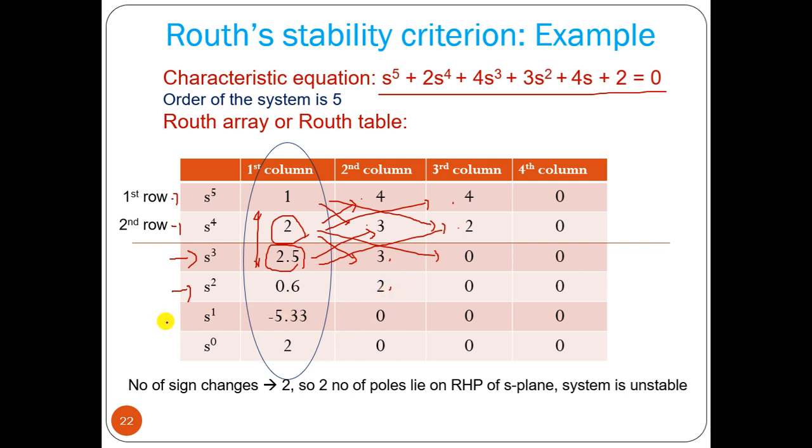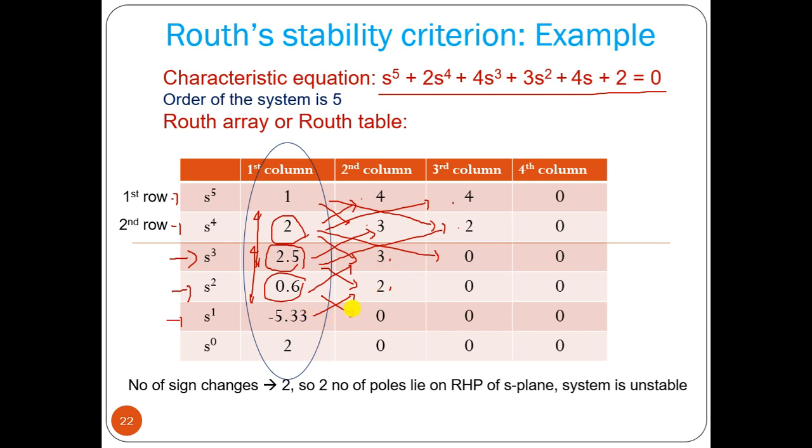Okay, now we can find out the next value taking the previous two rows. Okay, so 0.6 into 3 minus 2 into 2.5 divided by 0.6, this is the value. Okay, and here it will be 0, so it's 0. Next value, this into 2 divided by 0.6 into 0 divided by minus 0.533, so it will be 2.